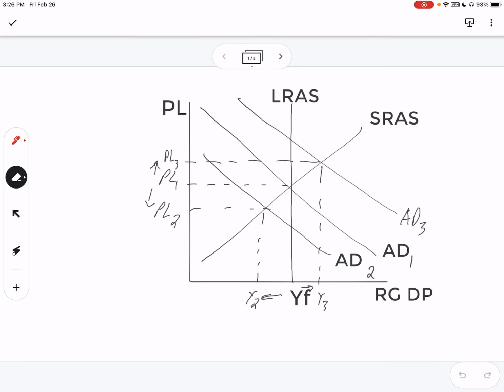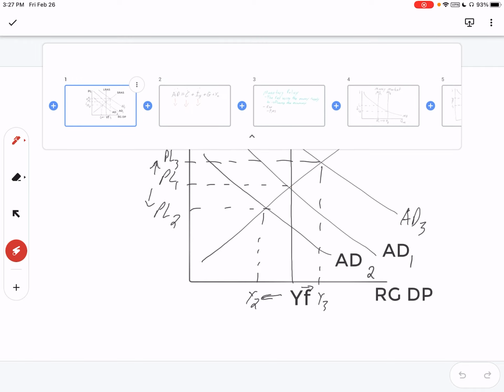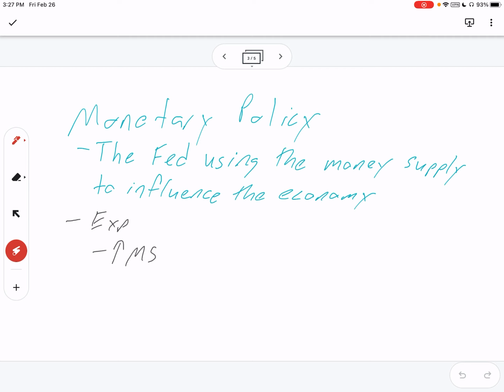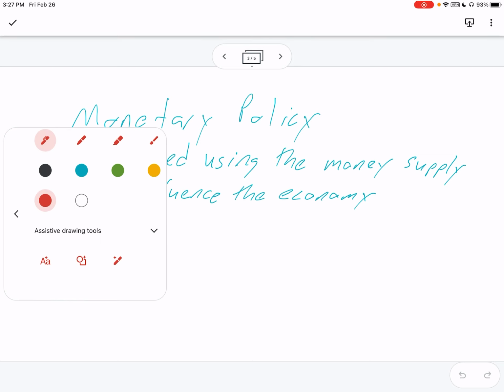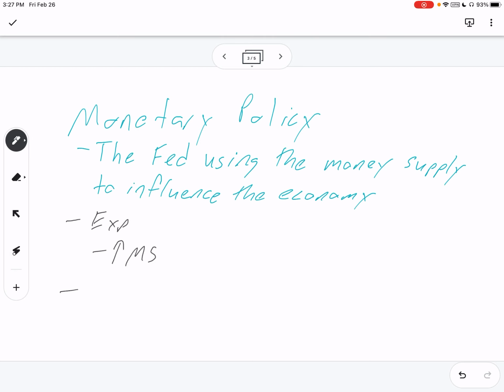So if we were to go back over here, our aggregate demand curve that is out here, where we're getting this nasty inflation, the contractionary monetary policy would get aggregate demand to shift back to the left, and we get back to long-run equilibrium again. Okay, so this is contractionary monetary policy. Contractionary monetary policy decreases the money supply.